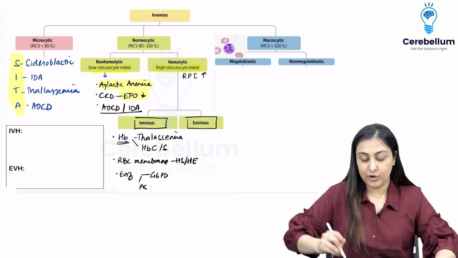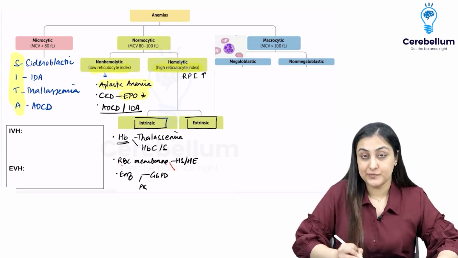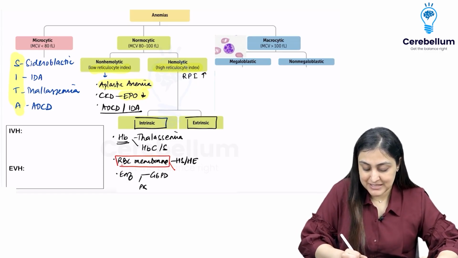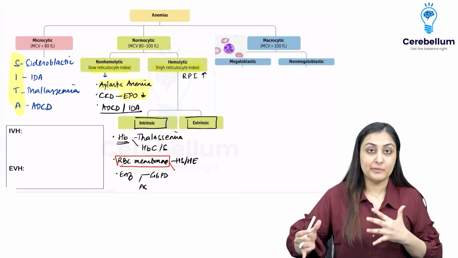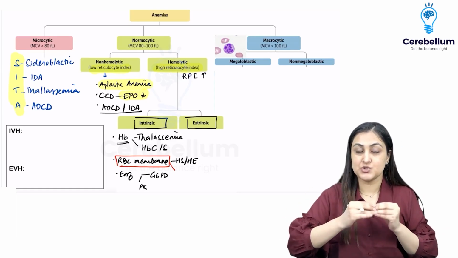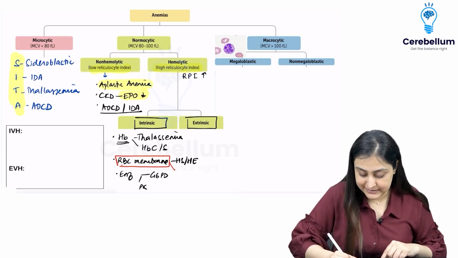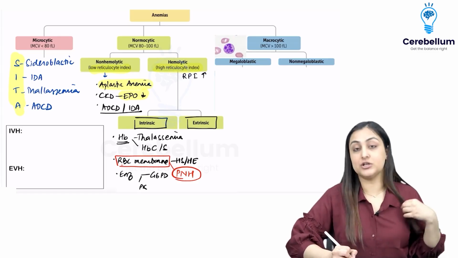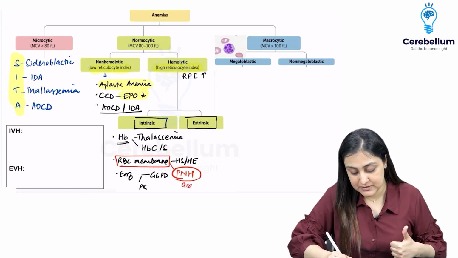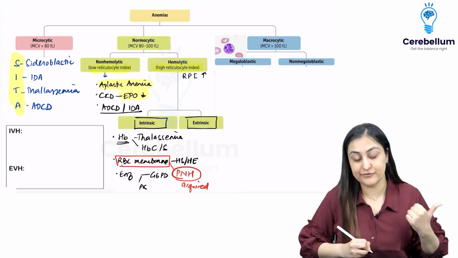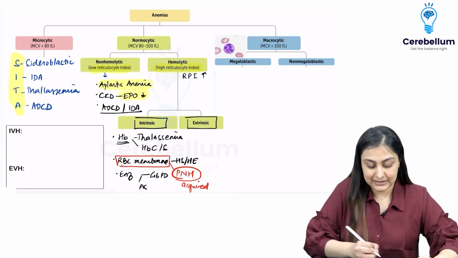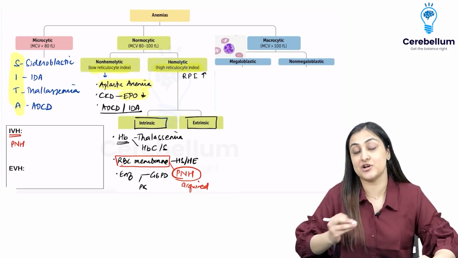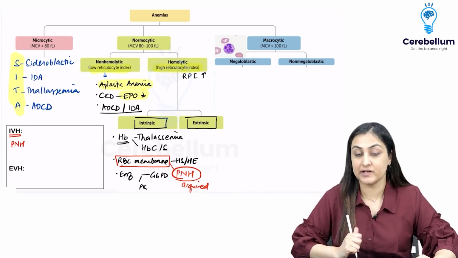Now, remember, all of these are inherited causes. The only acquired cause of an intrinsic defect is a defect in RBC membrane, wherein you have a problem with the phosphatidyl chains which are inhibiting the complement activation. I am talking about PNH, paroxysmal nocturnal hemoglobinuria. Remember, this is the only acquired cause of intrinsic hemolytic anemia and it predominantly causes IVH. Very important, it causes intravascular hemolysis. We'll be talking about this.